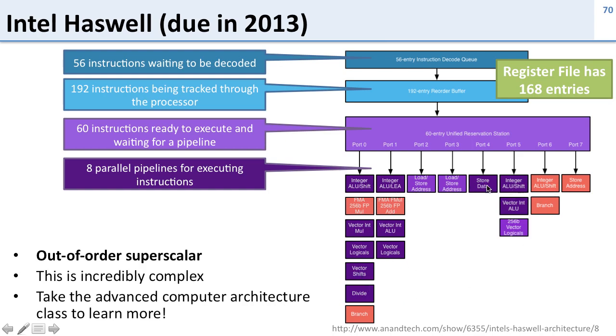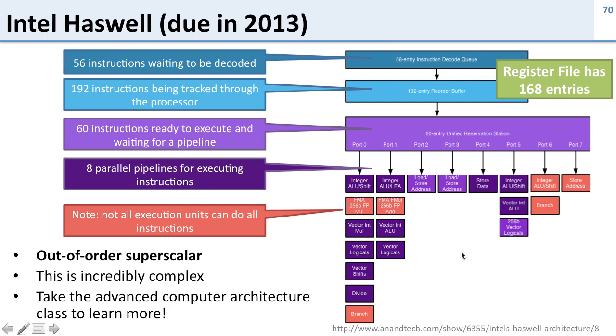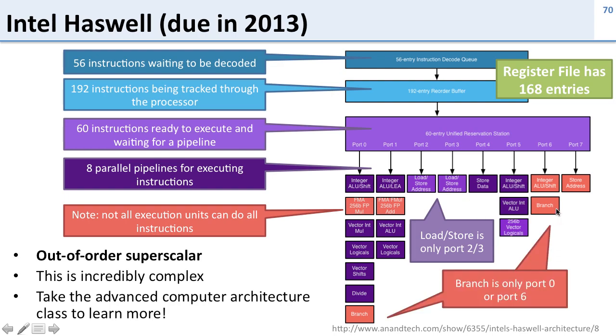Now, if you look at these different pipelines down here, you can see that not all can do the same thing. So for example, load and store instructions can only be processed through ports 2 or 3. So if we have lots of load and store, they have to go into this part of the pipeline. Similarly, branches can be done on port 6 or port 0. And so if you need to process a branch instruction, you need to wait for one or the other of those ports.